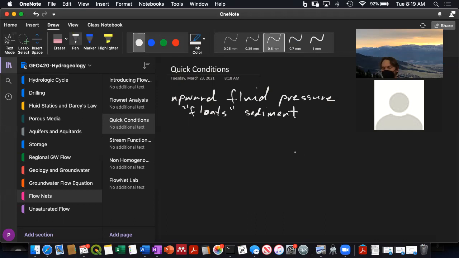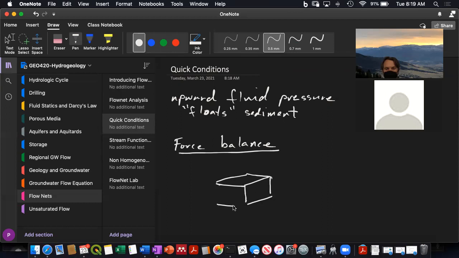Okay, so let's just think about a force balance for a little cube of porous media. Let me try to draw a decent cube of porous media here. All right, so here's our cube of porous media. Put some sediment in there. It's got some length that we're just going to call L, some height. All right.